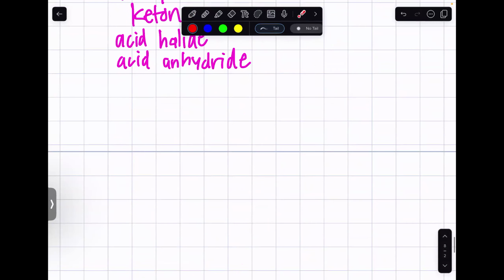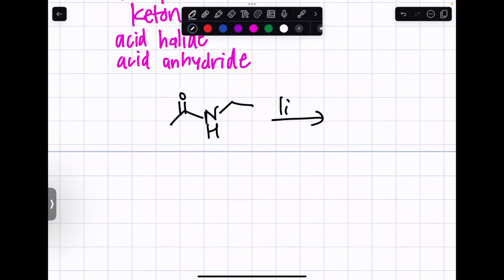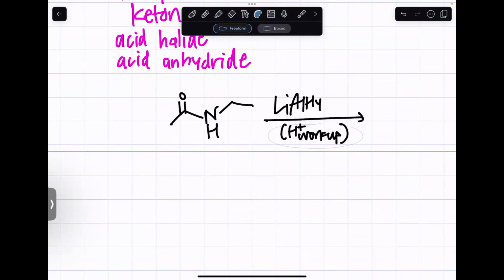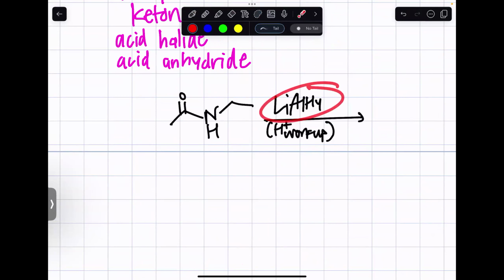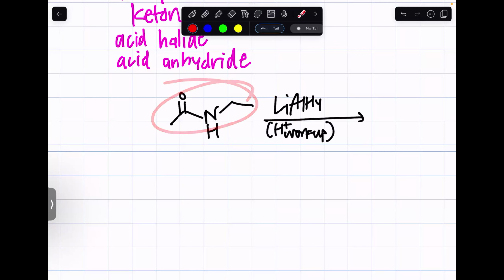Okay, let me give you guys another tricky one that might show up. What would this look like if we reduced this with LiAlH4 followed by acid workup? Amide, and you said amides can reduce everything. Lithium aluminum hydride can reduce everything, including amides.